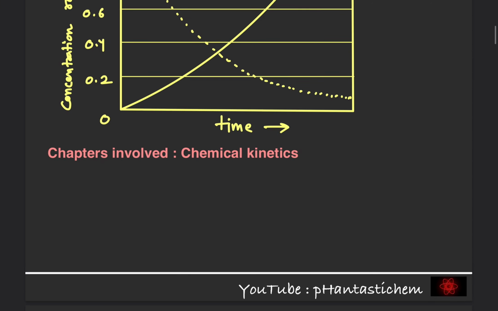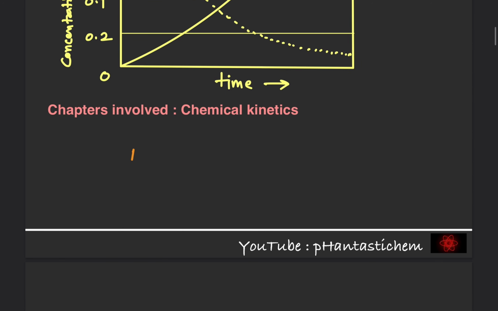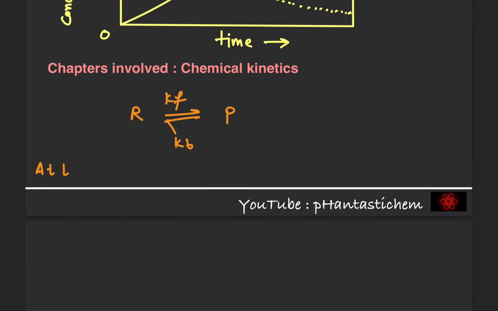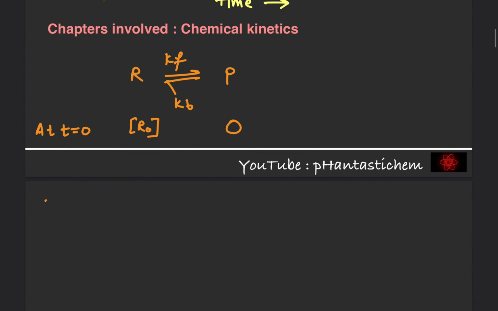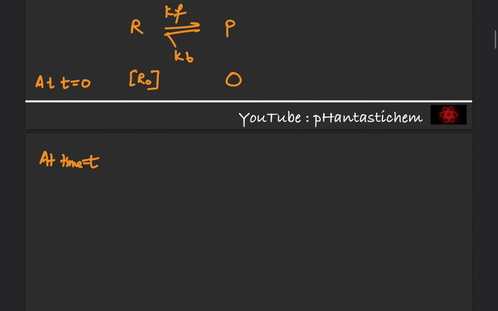So the chapter involved is chemical kinetics. For the reversible reaction R to P, Kf is the rate constant for the forward reaction and Kb is the rate constant for the backward reaction. At time t equal to 0, the concentration of R is R naught and the concentration of P is 0, that is given to us. And at time t, the concentration of R is R naught minus X, obviously, and the concentration of P is X, because the molar coefficients of both are 1.